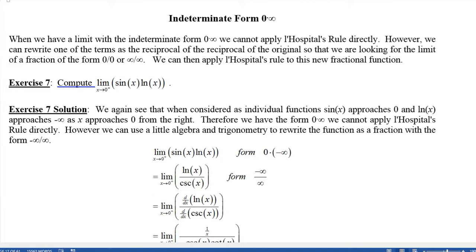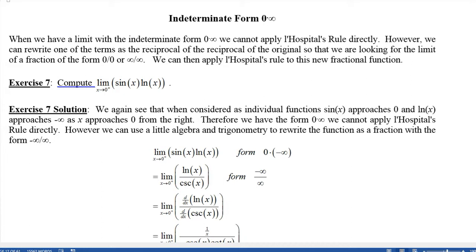In this video, we're going to continue to look at L'Hopital's rule. In this video, we're going to look at functions which have the indeterminate form 0 times infinity, or 0 times negative infinity, or negative infinity times 0, that sort of thing. And we'll notice that L'Hopital's rule does not apply to functions in that form.